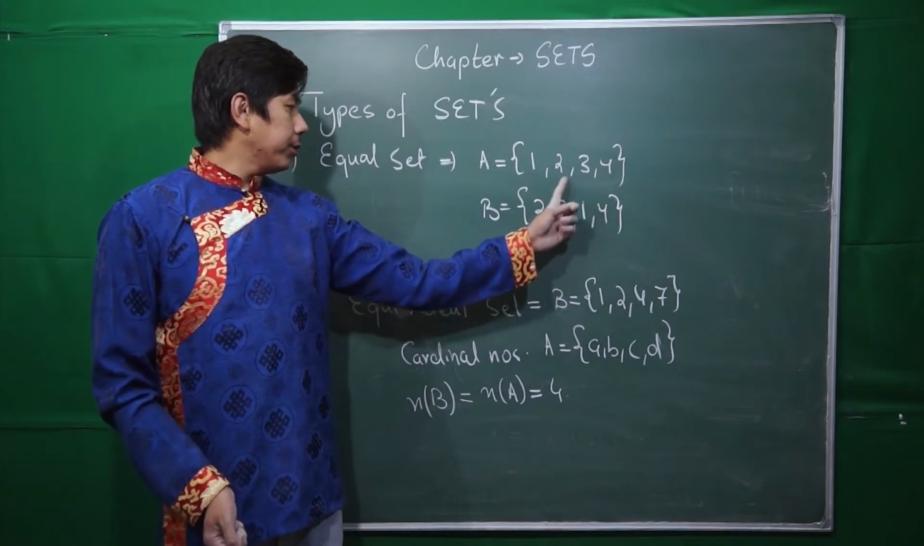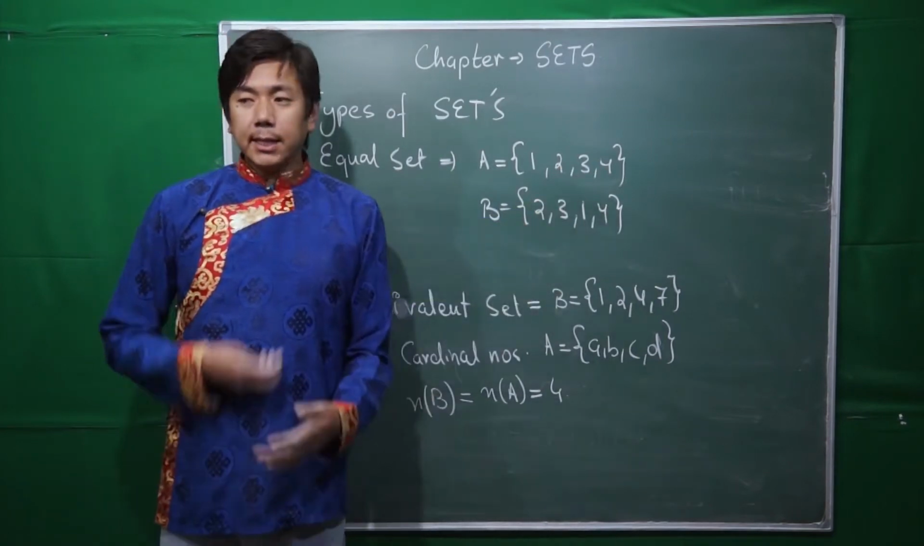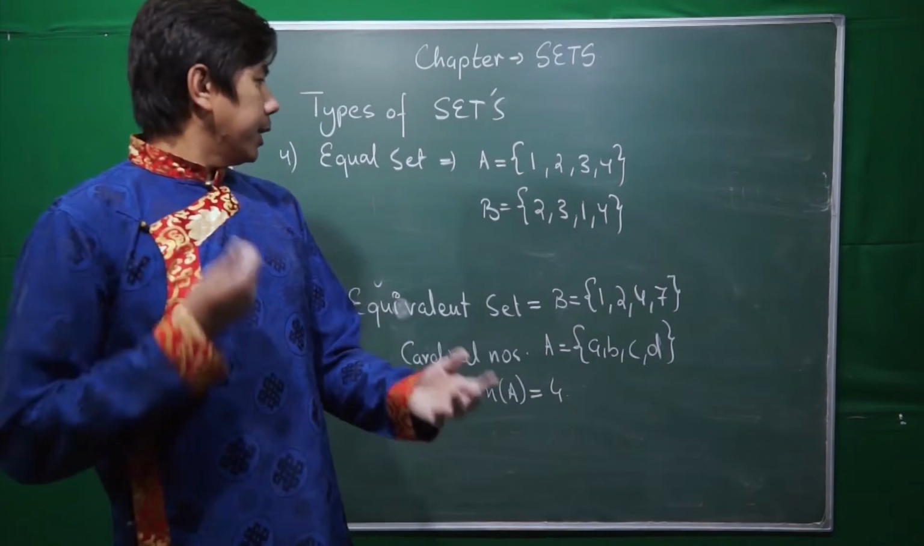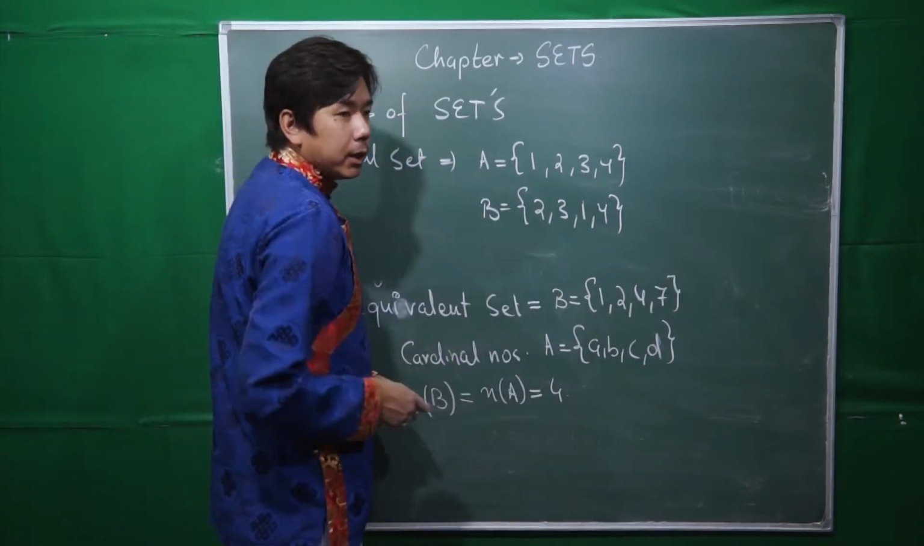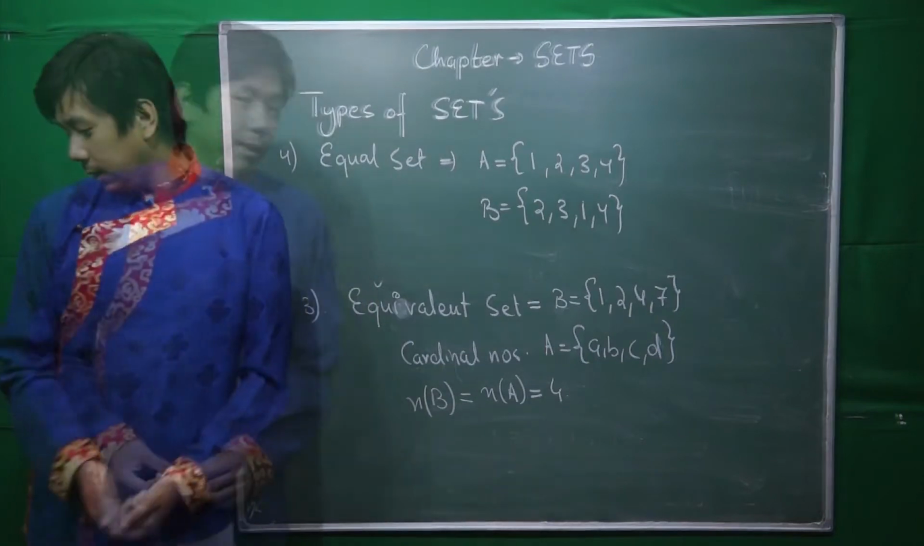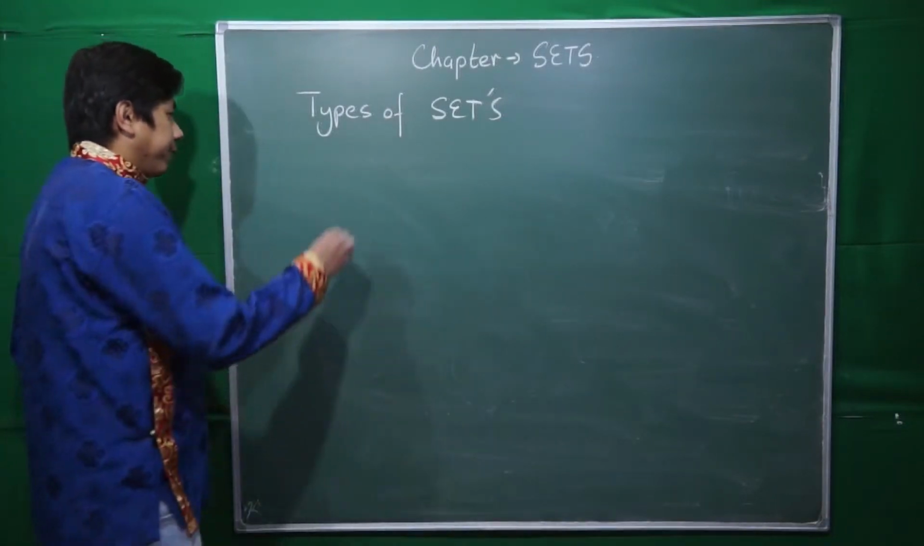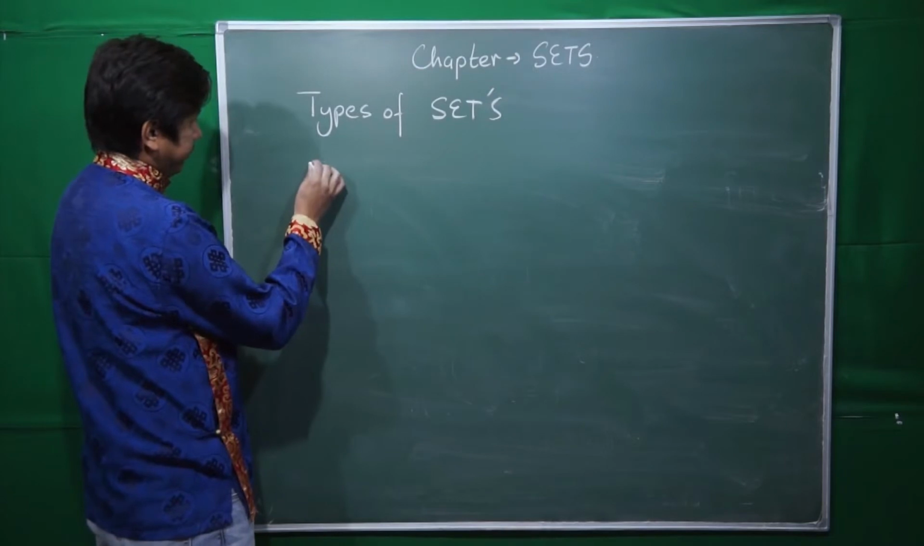So what happens? All the elements correlate: 4 with 4, 3 with 3 and 2 with 2. Since all the elements are the same, the cardinal numbers are also the same. Therefore, set A and set B are what? They are equal sets. Now, the next type of set, the fifth, is the finite set.